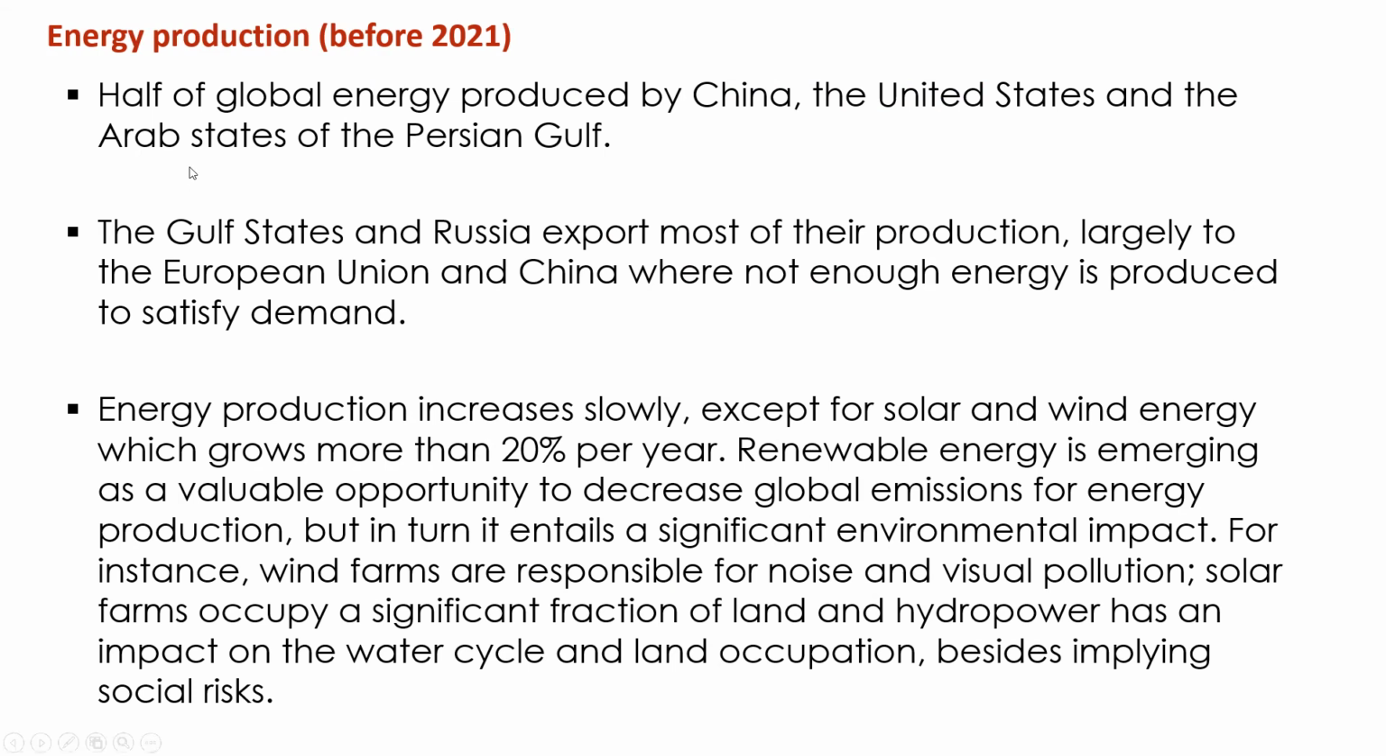Then you know that the global exchange of energy has changed a little bit after 2022. And these exports by the Gulf states and Russia are largely directed to the European Union and China. And the European Union is not self-sufficient in terms of energy, and China as well. Energy production increases slowly, except for solar and wind energy, which increase about 20% per year, but we know that their contribution is still limited. But except solar and wind energy, the global energy production is increasing much slower.